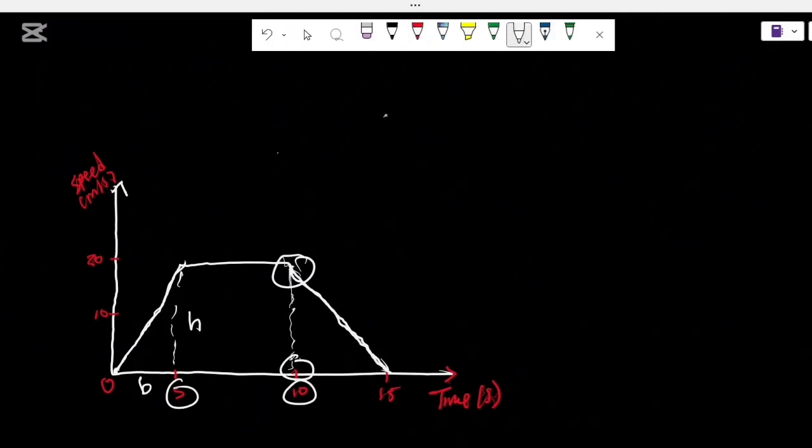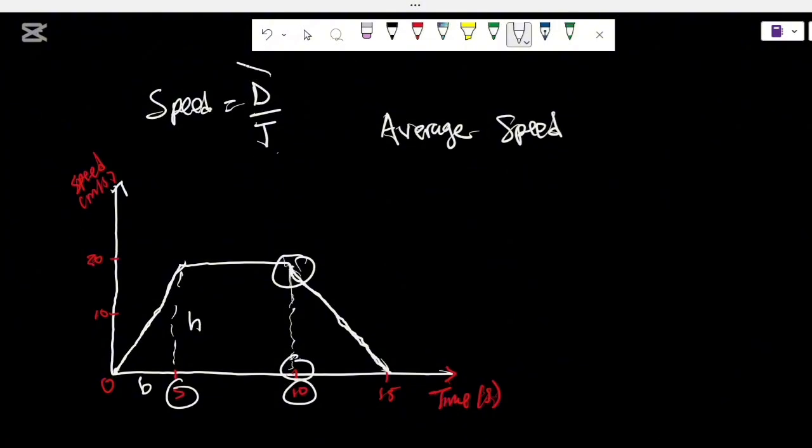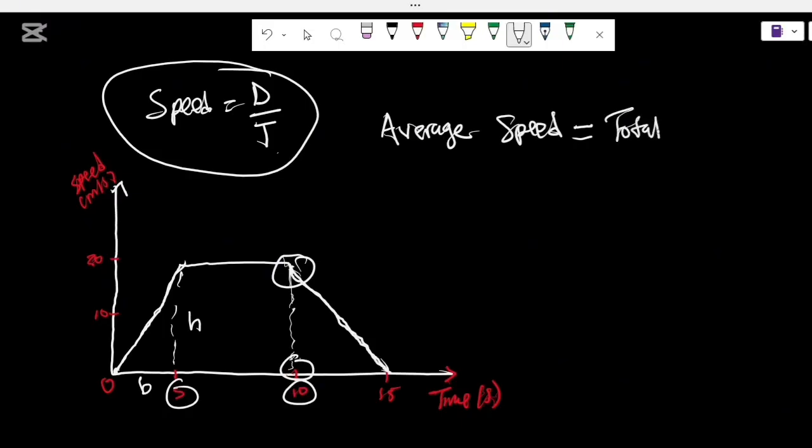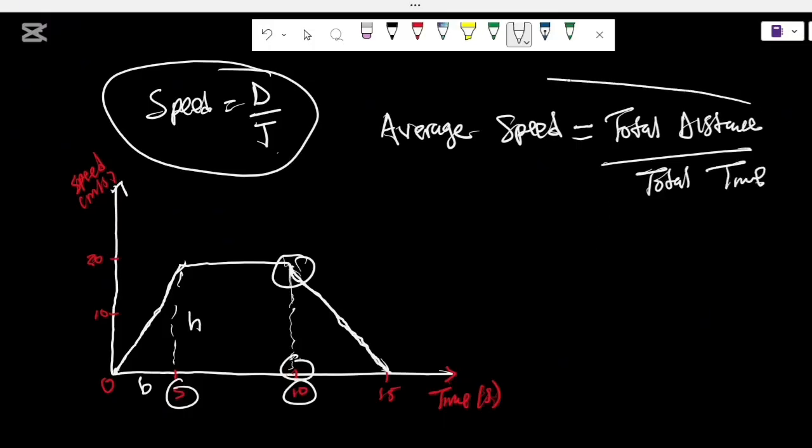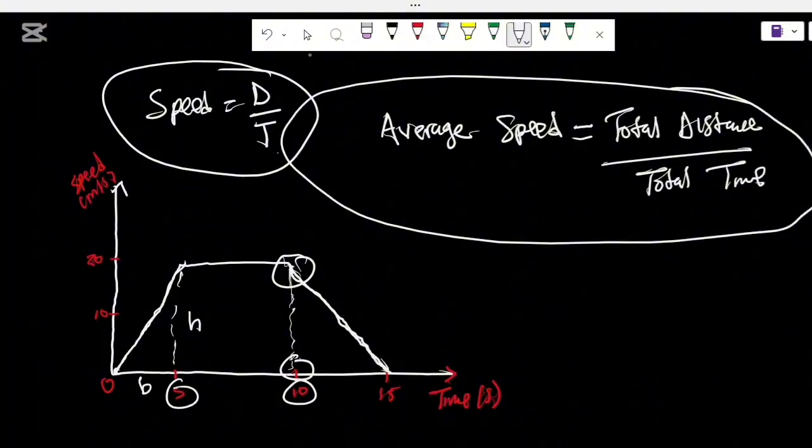Now, you might also be asked to find the average speed. Speed is equal to the distance traveled over the time taken. This is the standard formula for speed. When I'm talking about the average speed, it is given by the total distance traveled over the total time taken. So always remember this particular formula. Whenever you're asked to find the average speed, this is the formula that you use.